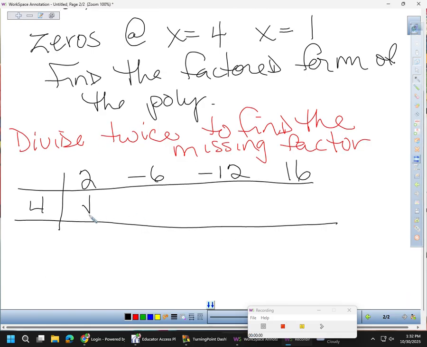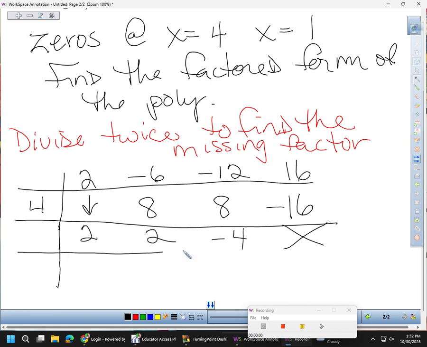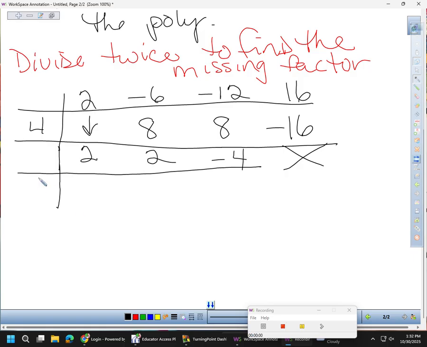I'm going to bring down my 2. 4 times 2 is 8. I add these together, I get 2. 4 times 2 is 8. I add these together, I get -4. 4 times -4 is -16, and there's no remainder. All right, so I've done 1. Now I have another 0. So I'm going to go back to my synthetic and continue with my second 0, which is 1.